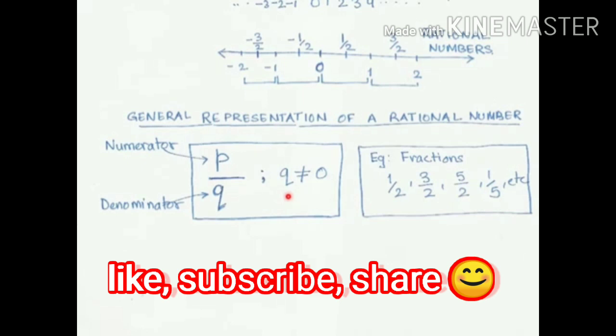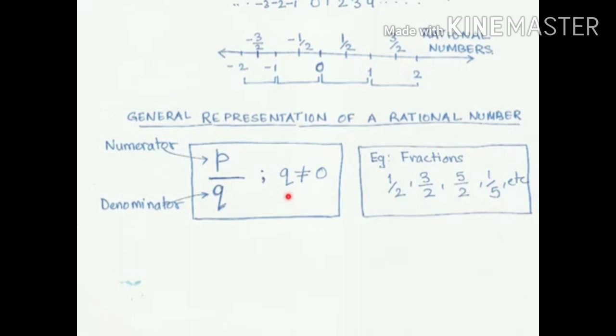And as I mentioned earlier, fractions, for example, are rational numbers. So all these numbers, 1 by 2, 3 by 2, 5 by 2, proper and improper fractions, when represented in the form of p by q, where your denominator is not equal to 0, that is q not equal to 0, they are rational numbers. An important thing to remember: how do we represent the rational numbers?